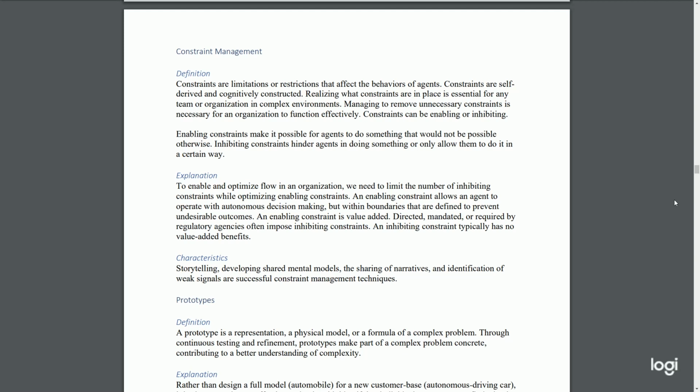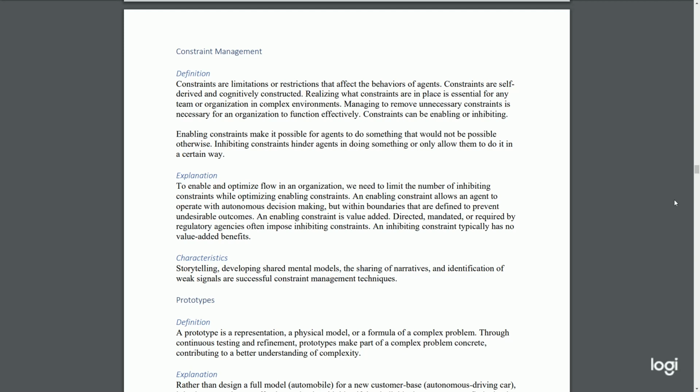Constraints can be enabling or inhibiting. Enabling constraints make it possible for agents to do something that would not be possible otherwise. Inhibiting constraints hinder agents in doing something or only allow them to do it in a certain way.